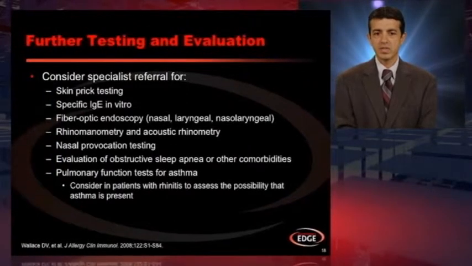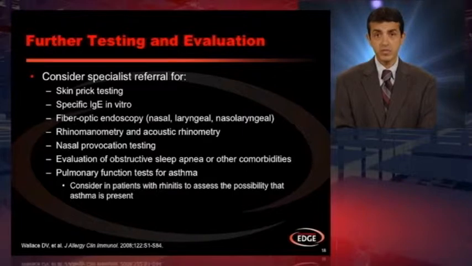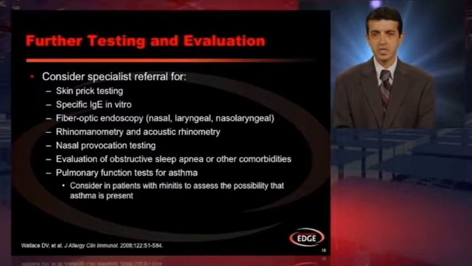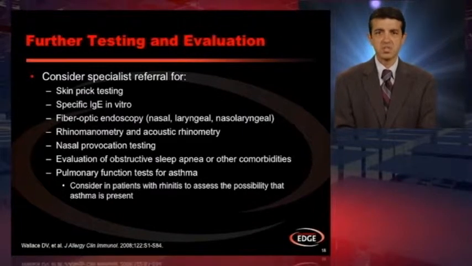Further testing and evaluation includes the following. If we're going to differentiate allergic from non-allergic rhinitis, we first need to demonstrate the presence of allergen-specific IgE, and this is frequently done via skin testing. However, if you don't have skin testing available, in vitro RAST testing is an option. We also perform fiber optic rhinoscopy, looking for mechanical issues that may be contributing to the underlying nasal symptoms. And then the rest of the items on the list occur less frequently, such as nasal provocation testing.